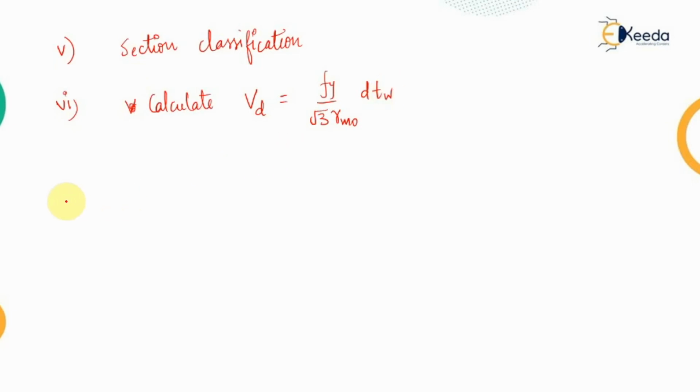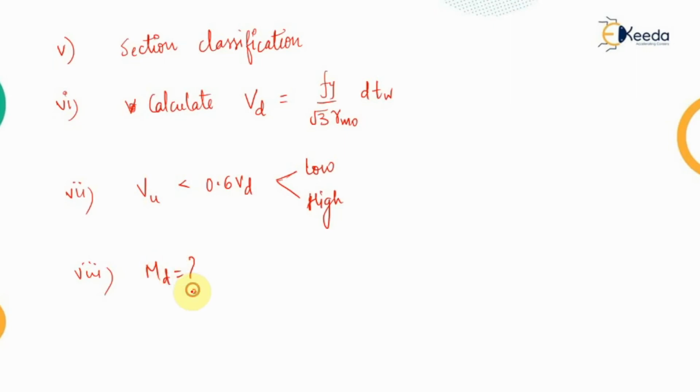Now we will compare the externally applied shear force with 0.6 times Vd. Based upon that we will classify whether it is a low shear case or a high shear case, and depending upon the case that we are getting, we will calculate the design bending strength for that particular section. So in the next step we will be calculating the design bending strength depending upon the low shear or the high shear case.